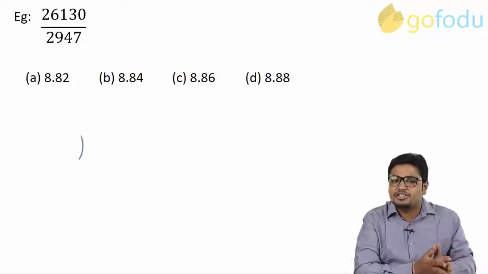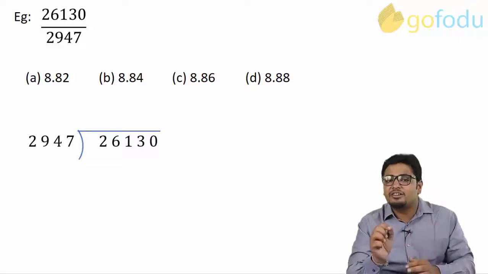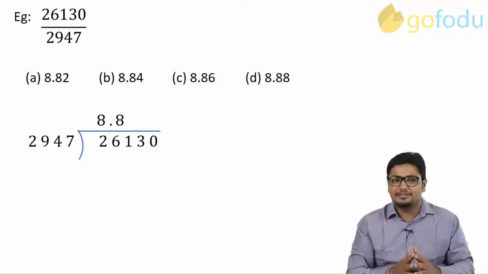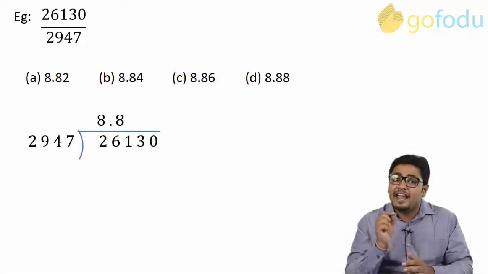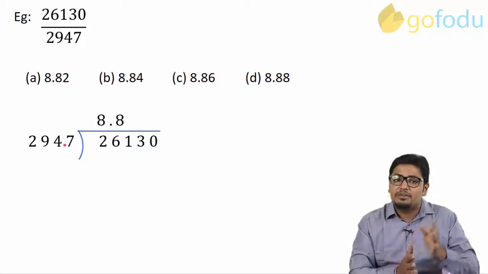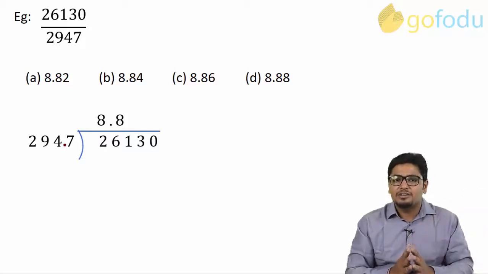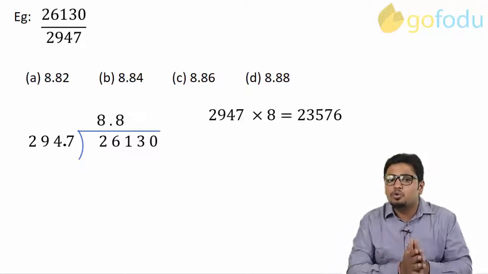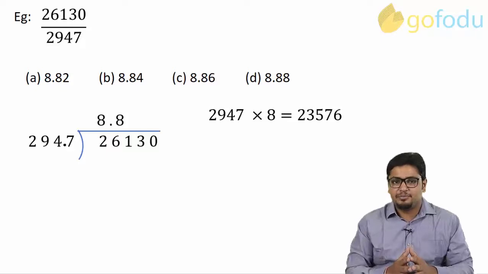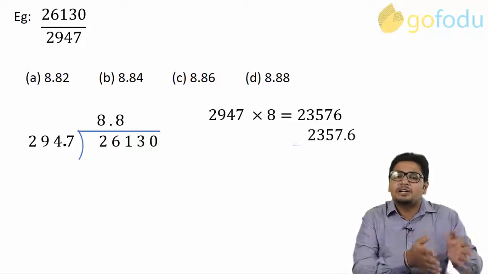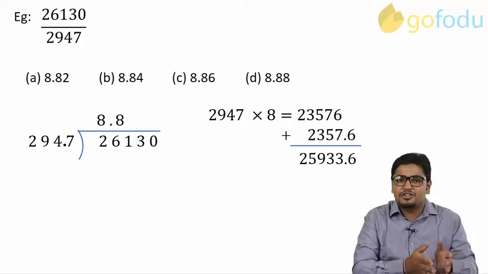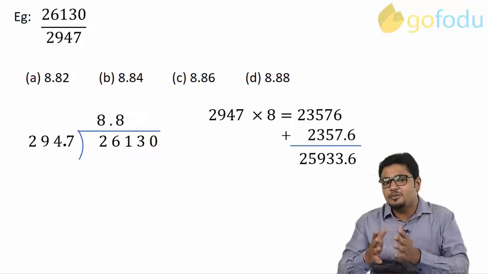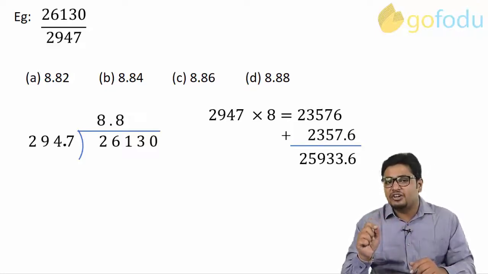So we use the traditional method, but we straight away multiply the divisor with the common value, that is 8.8. As we multiplied with 8.8, a decimal will come in the divisor as well. So 2947 multiplied by 8 is 23576. After that, we add the multiplication by 0.8, which will be 2357.6. And finally, we get 25933.6.